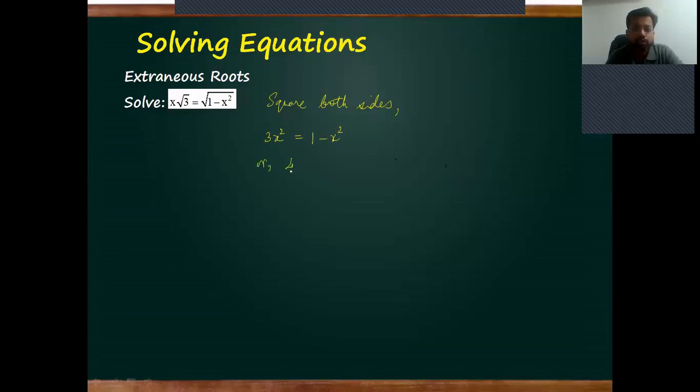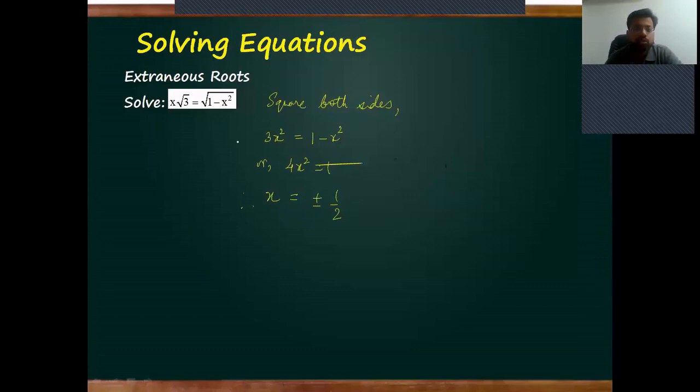Now we solve this, so we get 4x squared is equal to 1. So you have x is equal to plus minus half. This is what you get, x as plus minus half. So you'll be tempted to say that the answer for this particular equation is x is equal to half and x is equal to minus half. But let's see if these two values satisfy the given equation.